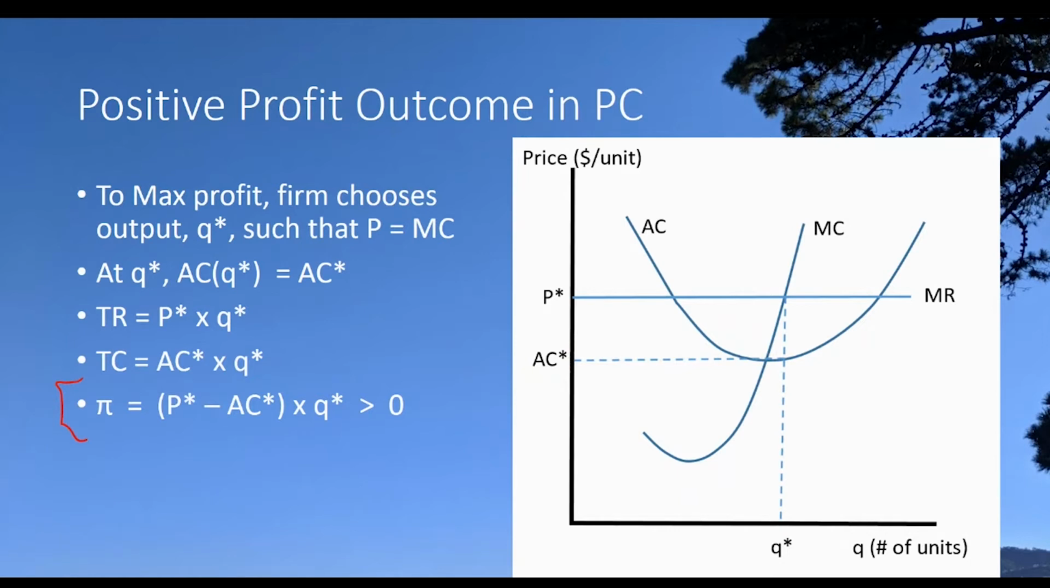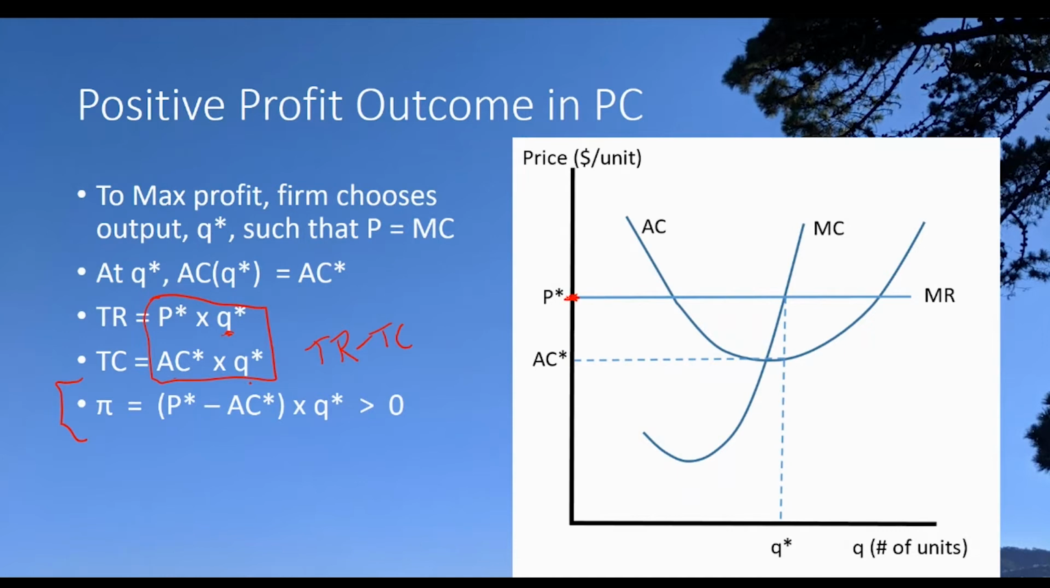Profit is nothing more than total revenue minus total cost. If I take total revenue, these equations right here, I'm going to note that I've got P star times Q star, and I've got AC star times Q star. I can factor out the Q star, and I could then make it price minus average cost at Q star times Q star, which is going to give me the profits that the firm is earning.